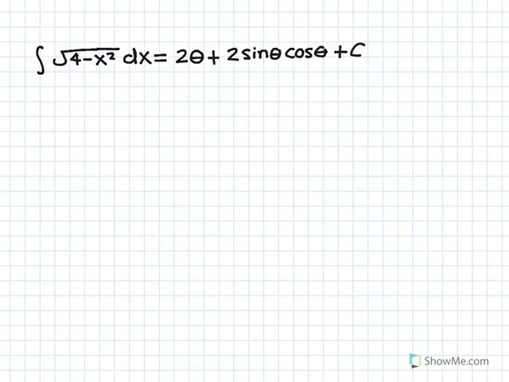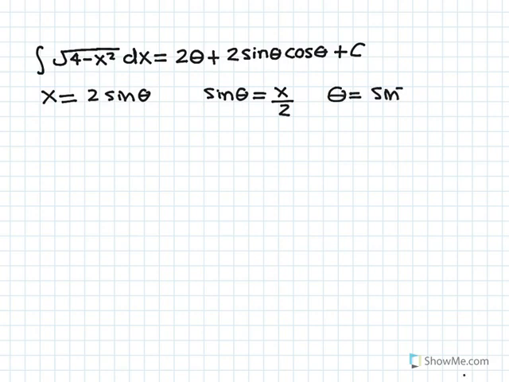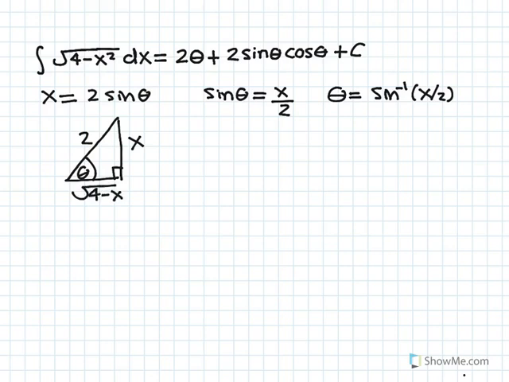So let's do that. The integral of root of 4 minus x squared dx is 2 theta plus 2 sine theta cos theta plus c. The trig transformation we applied was x is equal to 2 sine theta. Divide both sides by 2 and we get sine theta is equal to x over 2. That means theta is equal to arc sine of x over 2. So let's draw the reference triangle. Here's our right triangle, and here's our theta. Sine theta is opposite over hypotenuse. So the opposite is x, the hypotenuse is 2, and we calculate the missing side by using Pythagoras. So we get root of 4 minus x squared as the missing side.